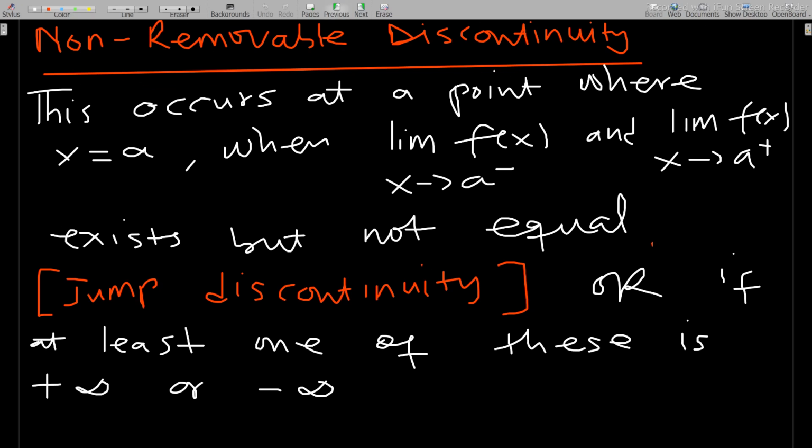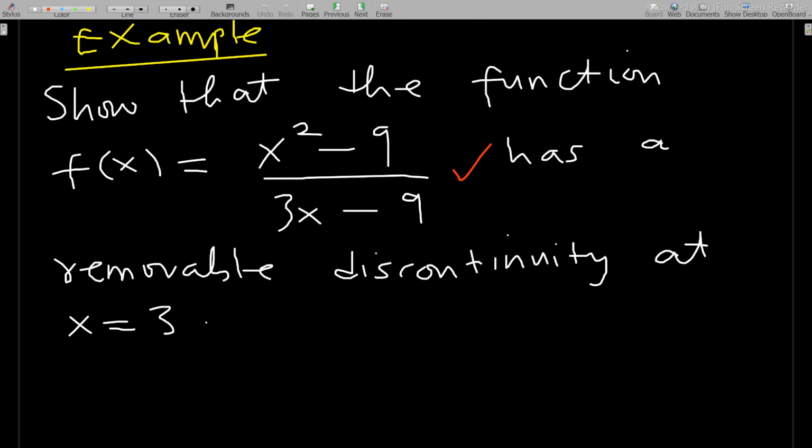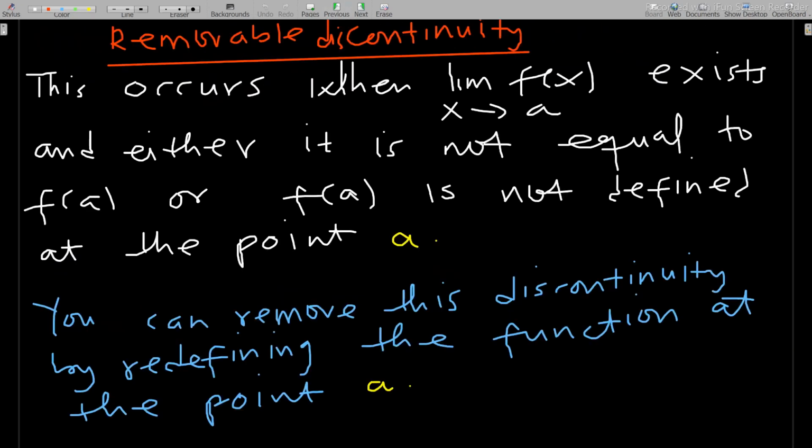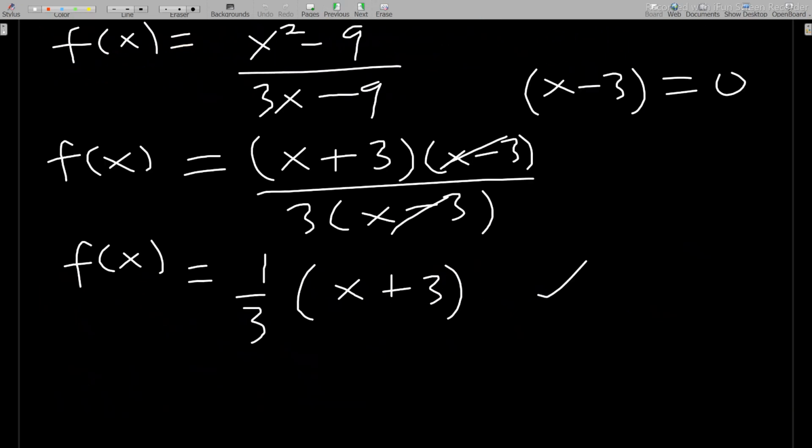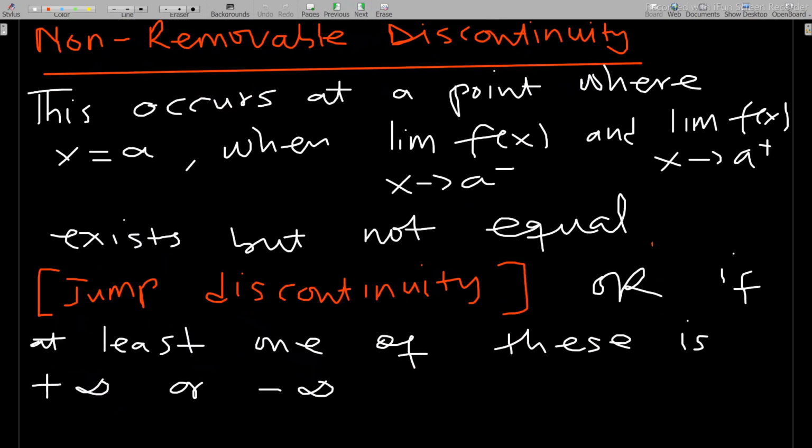When you go to the previous one, we said that with the removable discontinuity, the limit exists, but it's not equal to f of a. But with the non-removable one, the limit does not exist. That is the first thing you should know.